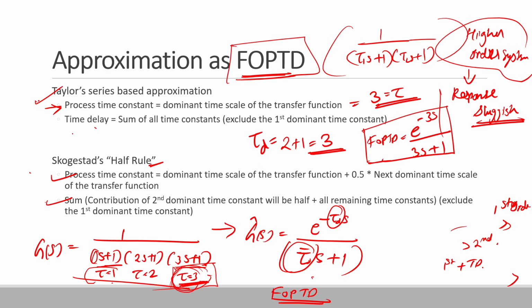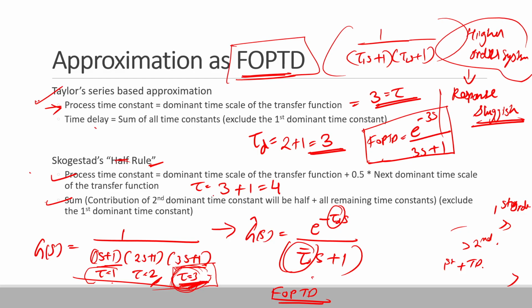Similarly, now we will study this half rule formula. As the name suggests, in the half rule we keep the dominant time scale of the transfer function and then take half of the next dominant time scale. So over here, the time constant will become: this was our dominant time scale, that is 3, plus half of the second dominant, that is 2 by 1, that will become 1. So over here the time constant will become 4.